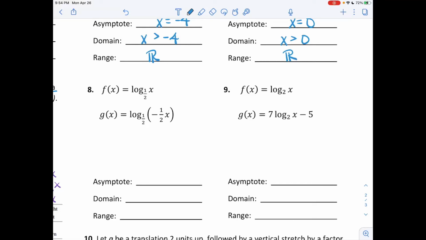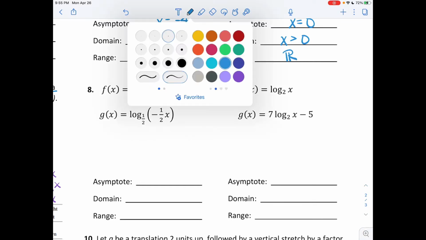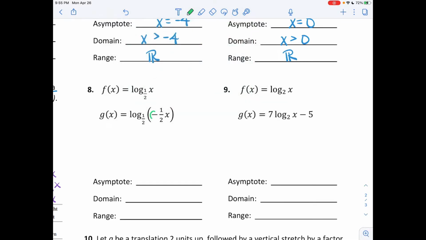Let's look at a couple more examples. This one, we are starting with log base 1/2 of x, and our transformed function is log base 1/2 of negative 1/2 x. So I see two things going on here. The first is the negative sign.